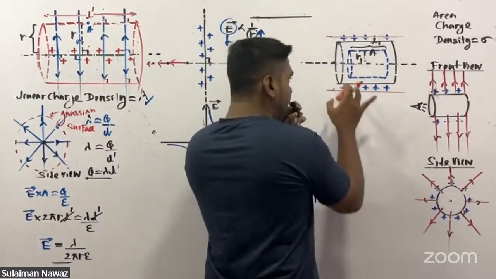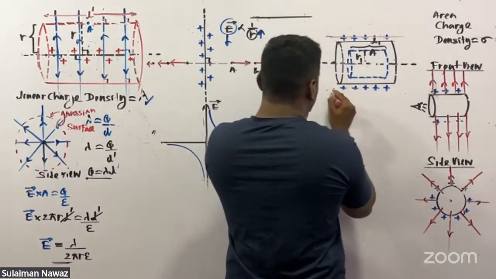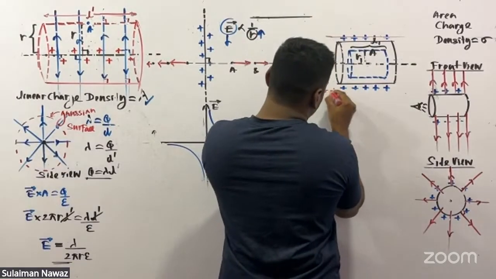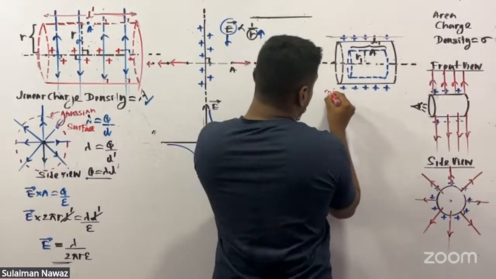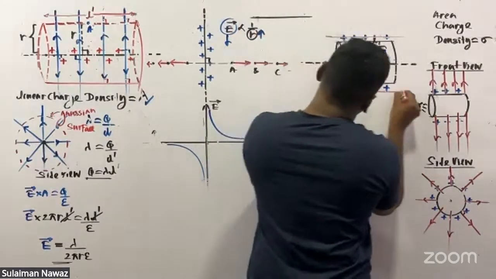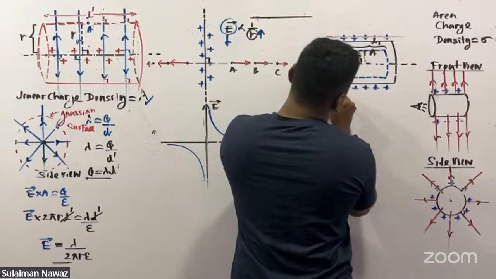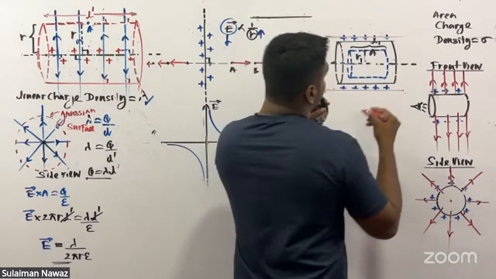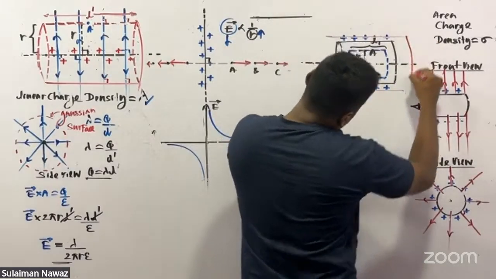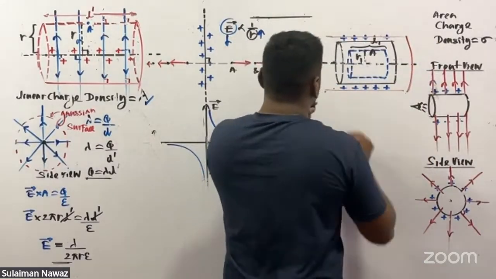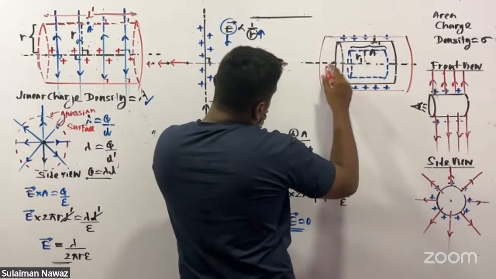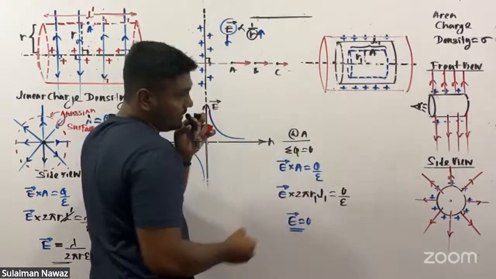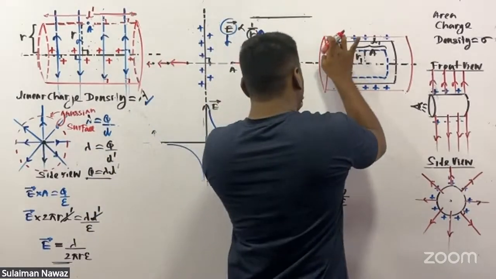The radius of the Gaussian surface is going to be almost the radius of the cylinder. The red one is my Gaussian surface. That is also again a Gaussian cylinder.